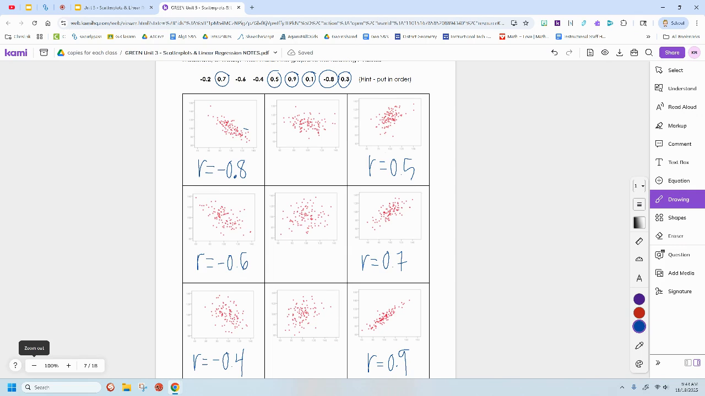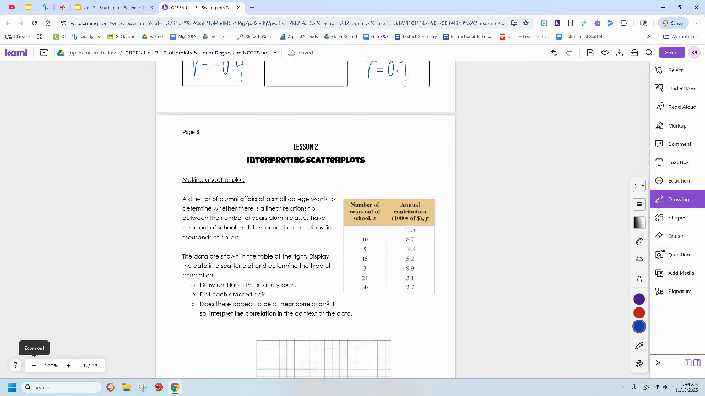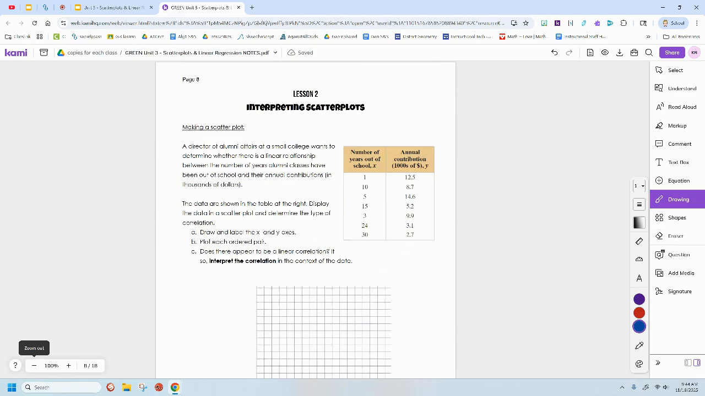That's a beautiful thing. All right, so lesson 1 was just there to jar your memory on stuff that hopefully you already have some knowledge with. And now we're going to go a little bit deeper into it. Let's go ahead and turn the page, and we're going to do some scatter plots.